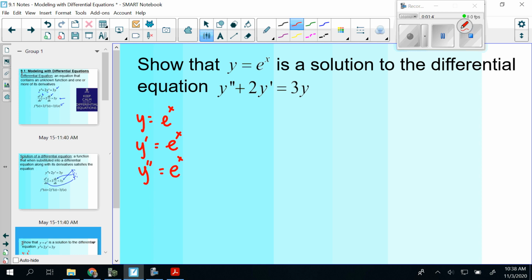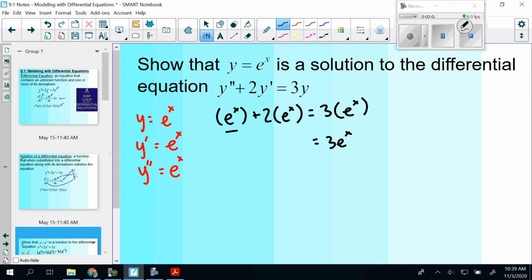So now what we're going to do is substitute those into this differential equation and show that both sides are in fact equal. So our second derivative, that's e to the x, plus 2 times our first derivative, also e to the x, equals 3 times y, which is e to the x. If we simplify this, the right side is just 3e to the x. On the other side, we have 1e to the x plus 2e to the x, which is 3e to the x. Both sides are equal, so that shows that y equals e to the x is in fact a solution of this differential equation.